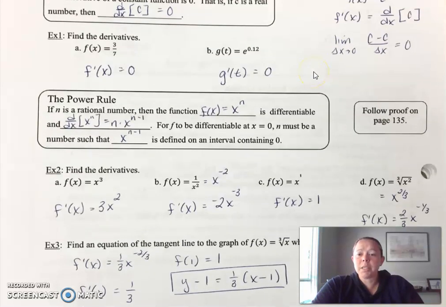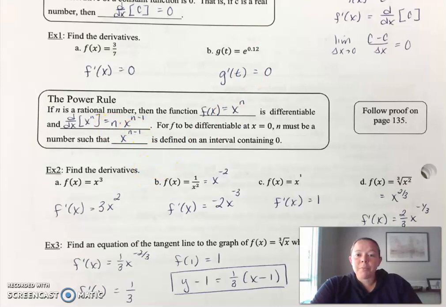Now the next big one is the power rule. This one will save you lots of time. So if you have x to the n, where n is a rational number, remember the d dx, you're going to do the derivative of this, then all you have to do is pull that n down in front and subtract 1 from the exponent. And that's the derivative.